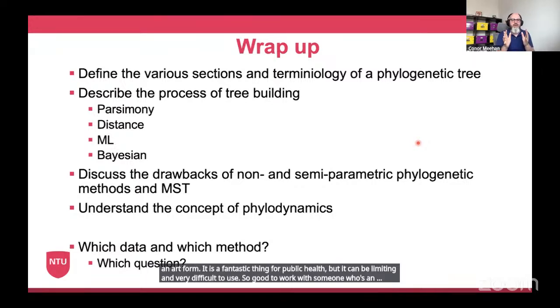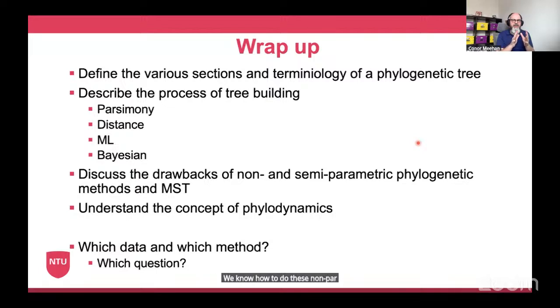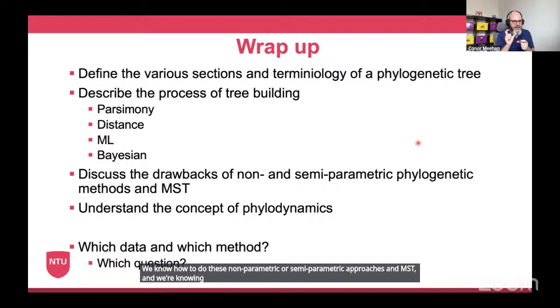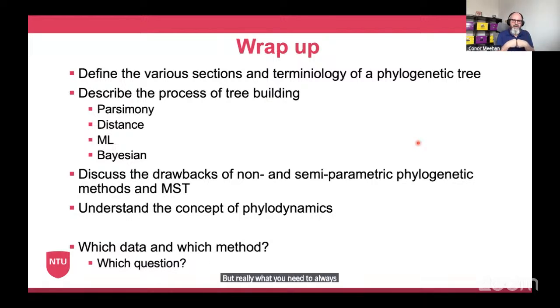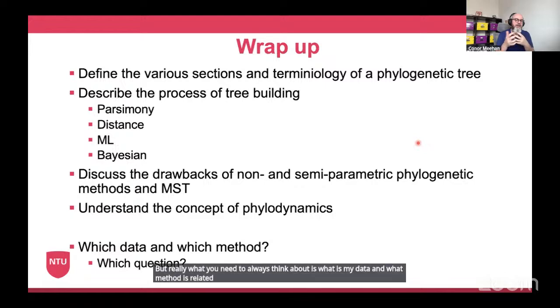We know how to do these non-parametric or semi-parametric approaches and MST, and with these minimum spanning trees it can be really useful in some situations, but be very careful that they can lead you down the wrong path. But really what you need to always think about is what is my data and what method is related to that. And that comes back to you defining your question. And I'm happy to take questions on any of that now as well. So thanks for listening.